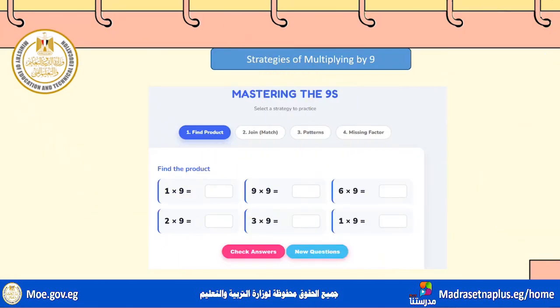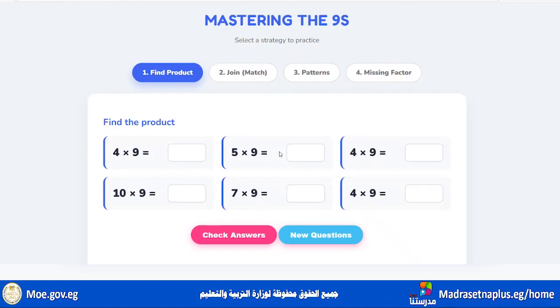Now let's get an exercise about table 9. Let's get a quiz about table 9. First one, find the product. 4 times 9 equals, yes, try to help me, 36. 5 times 9, you can use your fingers. Pen finger number 5, it will be 45. Yes. Pen finger number 4, it will be 36. 10 times 9 equals 90.